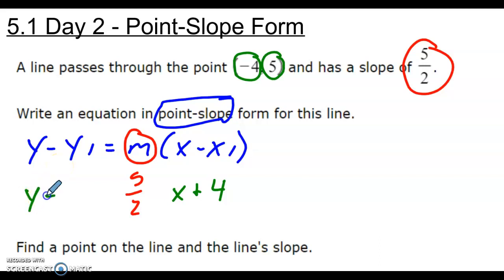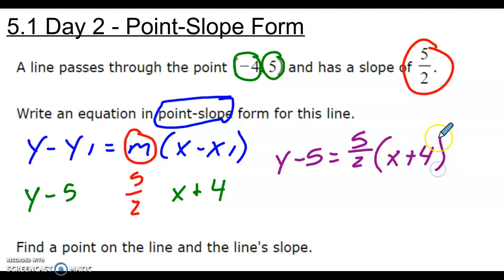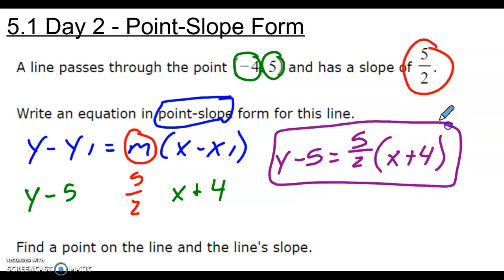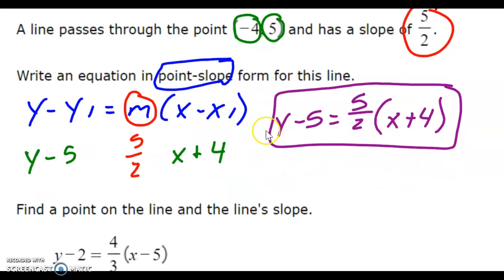as y minus 5. So your equation in point slope form, when you're all done here, y minus 5 is equal to 5/2 times x plus 4. And that would be the final answer for that problem.